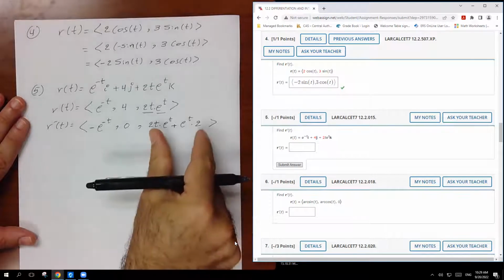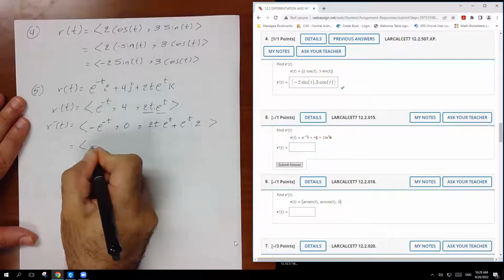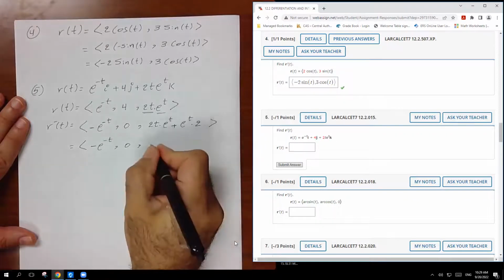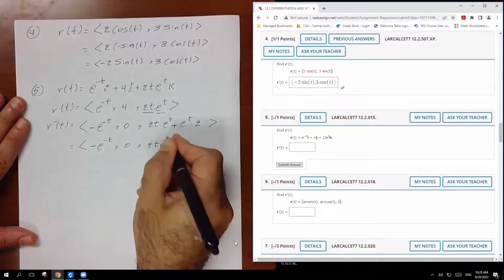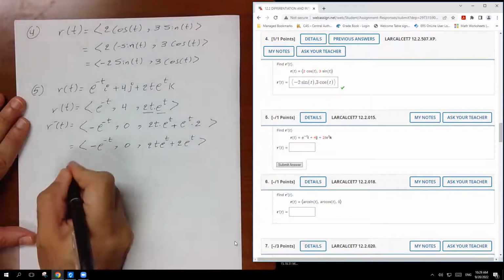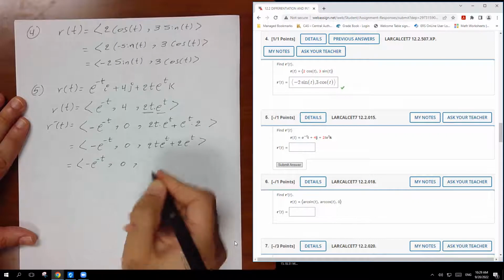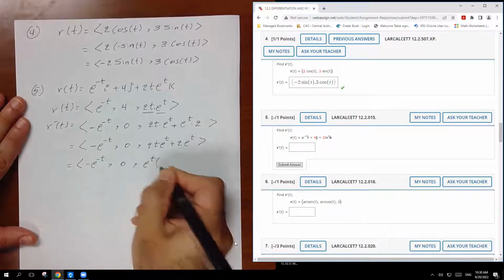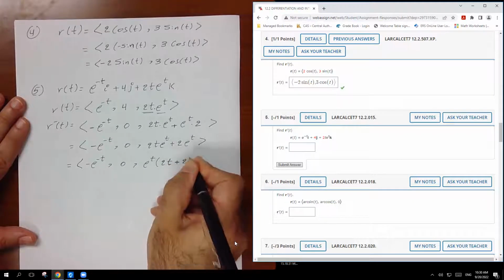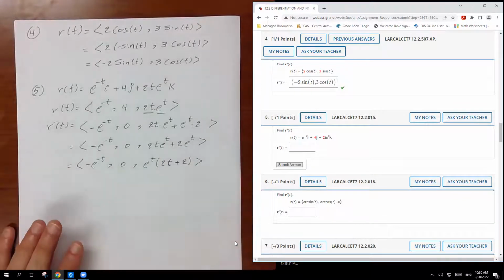So now you see this is the j component. That means the derivative is going to be negative e to the negative t and 0. Not simplify, just rewrite this again, plus 2e to the t. You can write this as negative e to the negative t, 0, and I'm going to take e to the t as a common factor, so it's going to be 2t plus 2. You can write exactly the same thing, so both are going to be right.